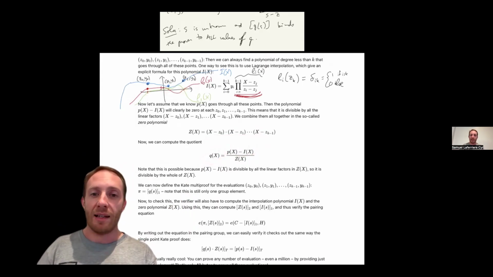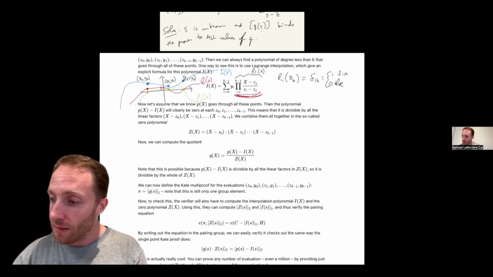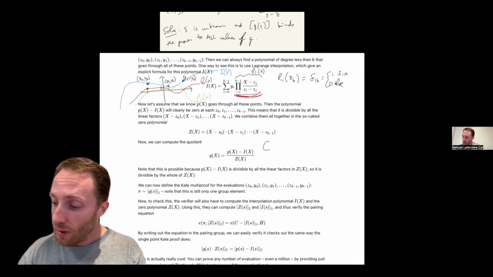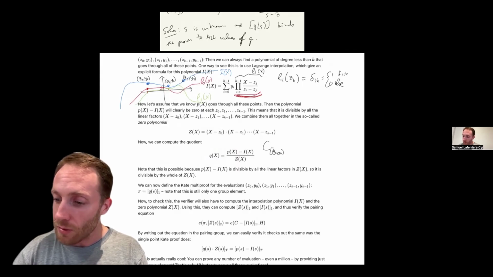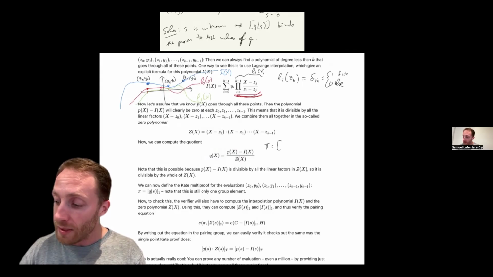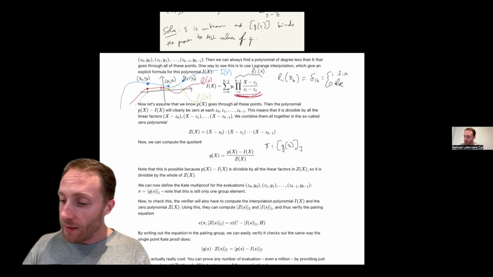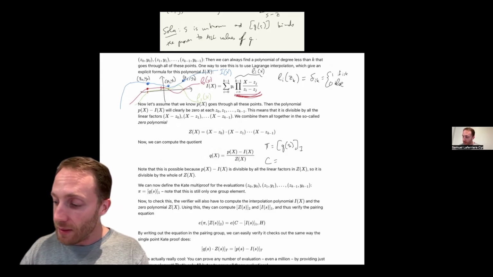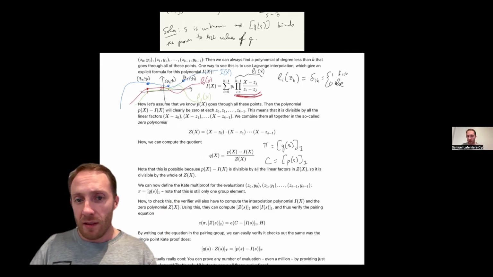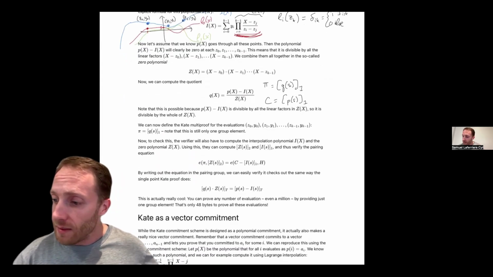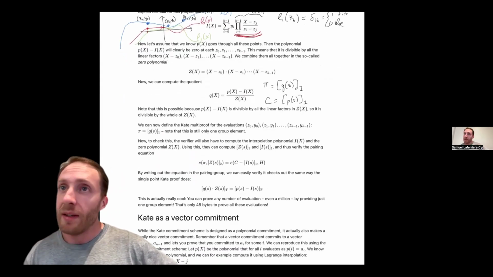And then again, the same trick. So the commitment to z0, y0, to all of these points. Well, sorry, no, that's not true. So the proof pi is equal to the commitment to q of s, the same way. And the commitment is still just the polynomial evaluated at s.